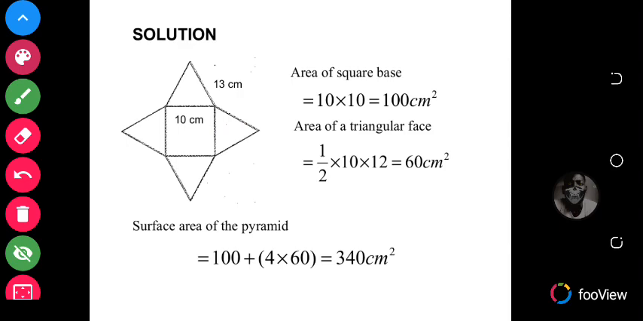To calculate the area, you first calculate the area of the square base. Area is length times breadth, and this is a square, so length times length. 10 times 10 is 100. Now we know the area of the base. We are left with the area of the triangles. Once we calculate one, we already know the rest. Let's calculate the area of this triangle. Area is calculated by the formula half base times height.